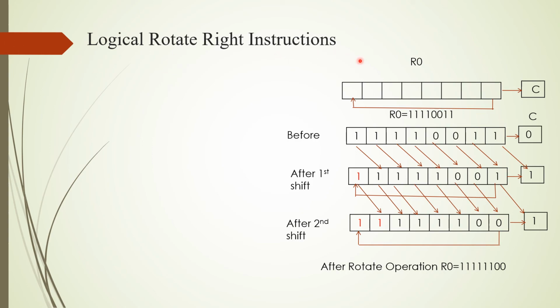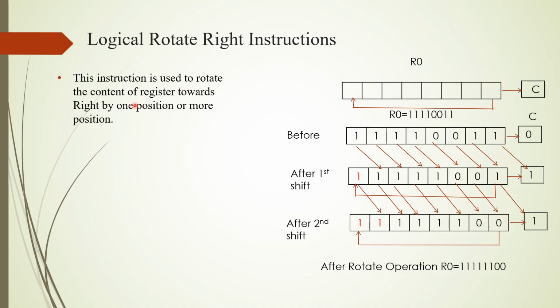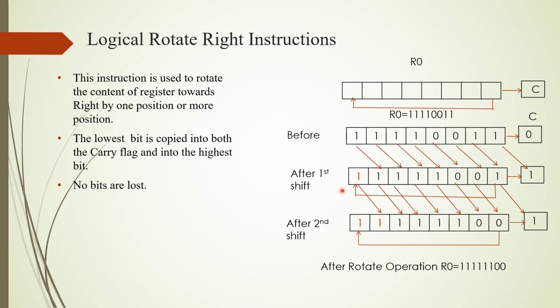Logical rotate right instruction. This instruction is used to rotate the content of a register towards the right by one position or more positions as defined in the instruction. The lowest bit is copied into the carry flag, as well as moved to the highest bit, that is the MSB bit. No bits are lost. Example, ROR #2, R0. ROR is an opcode, rotate right by 2 positions the content of destination operand R0.